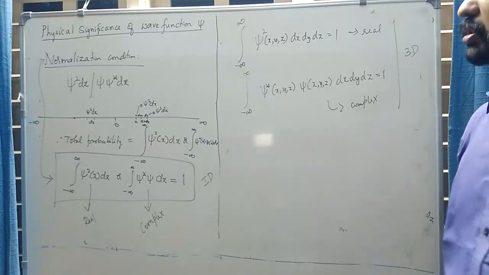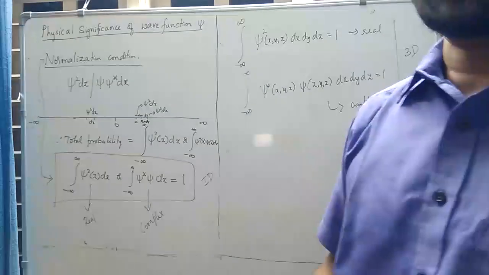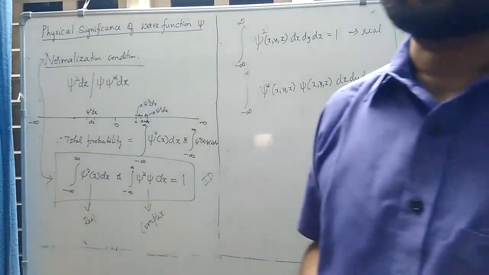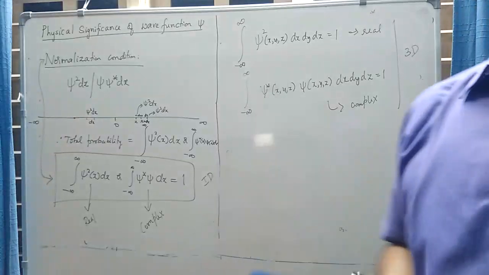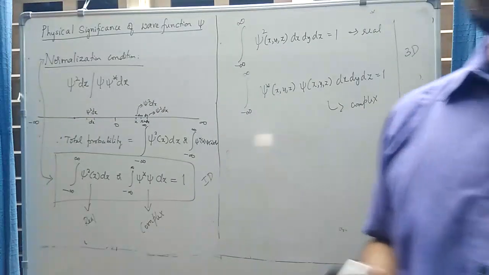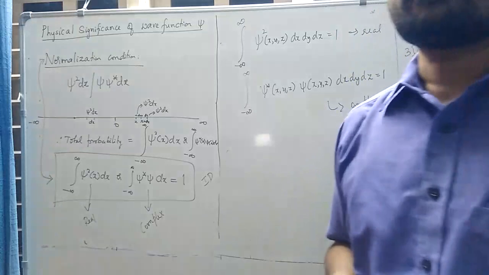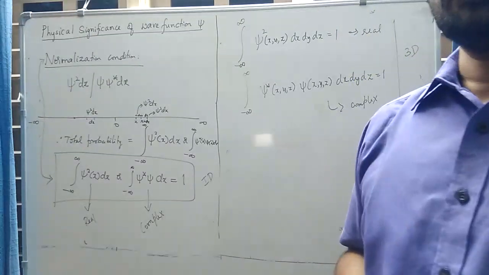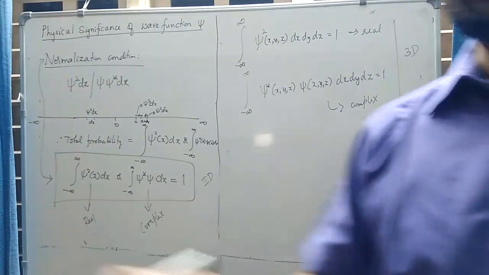So this is about the physical significance of the wave function psi, the square of the wave function psi square, and the normalization condition. In the next class we will apply the Schrodinger wave equation to a very important problem, that is a particle in a one-dimensional box.